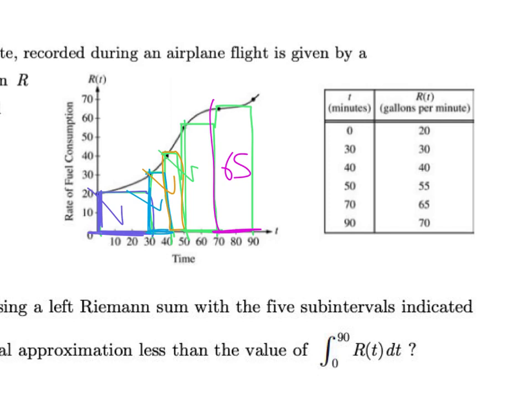Look here. If I want to go 30 times 20, because that's the difference here is 30, and then 10 times 30, 10 times 40, 20 times 55, 20 times 65. So those would be your sums. You can look at the table also. That's if you're doing a left Riemann sum. Obviously, if you're doing a right Riemann sum, we'd go the other way. 30 times 30, 10 times 40, 10 times 55, 20 times 65, 20 times 70. And if you're doing a trapezoidal, just add those two together and divide by 2.